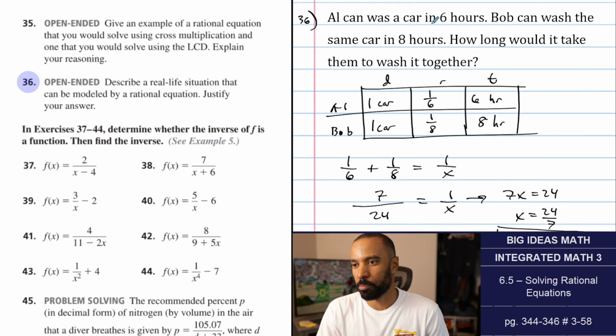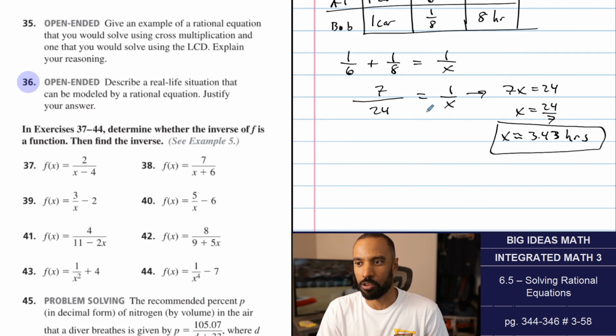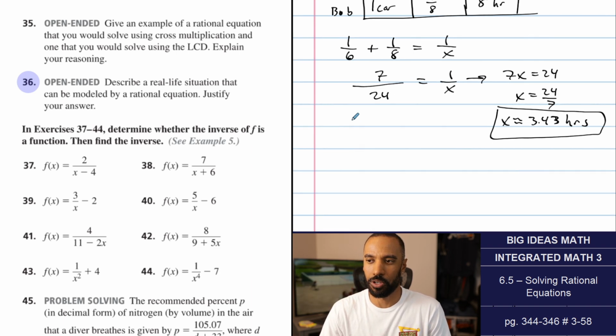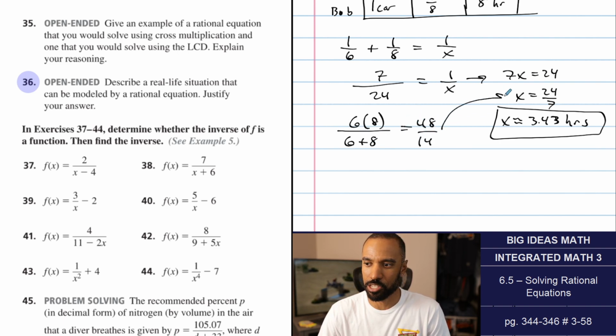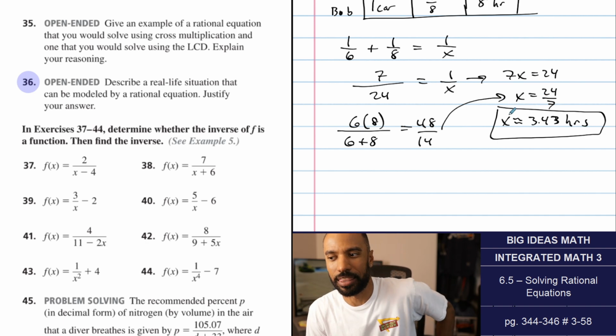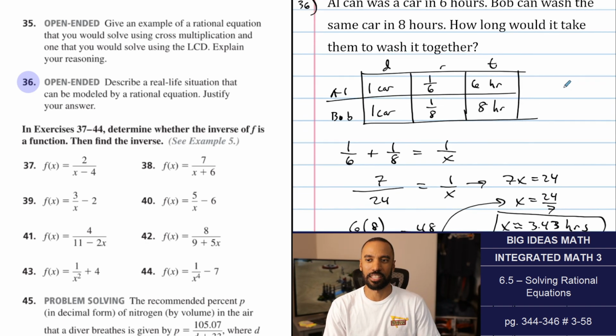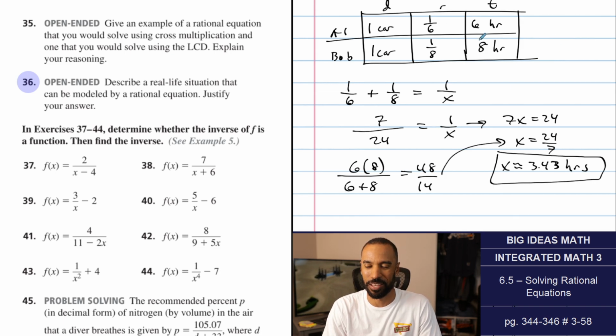I think I mentioned previously as well, these kinds of questions can also be solved. I believe you can do the a times b over a plus b thing. So 48 over 14 is the same thing as 24 over 7. So there we go. We get there again. So that's also very possible to do in that way without setting up a rational equation. Anyway, there are a bunch of different ones that we can do, but that's just among them.